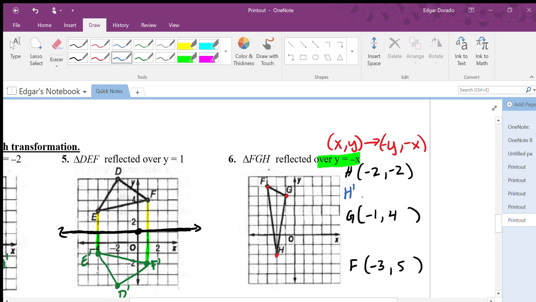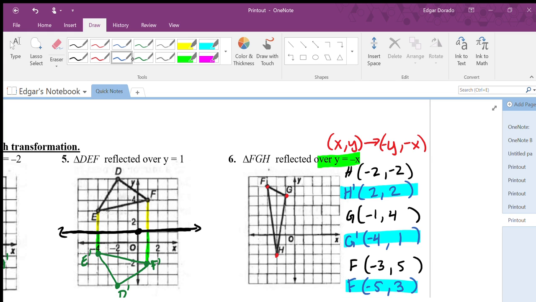So my H prime is going to be what? Well, this is actually going to be 2, 2. My G prime is going to be, let's see, my 4 goes over here and it turns negative, so -4. My -1 goes over here and it turns into a +1 this time. All right, same thing is going to happen with my F. So this is going to be -5 and a +3. These are the 3 that I need to draw my new image.